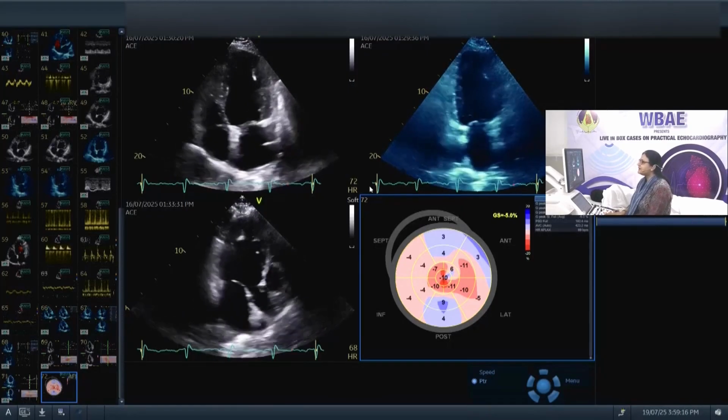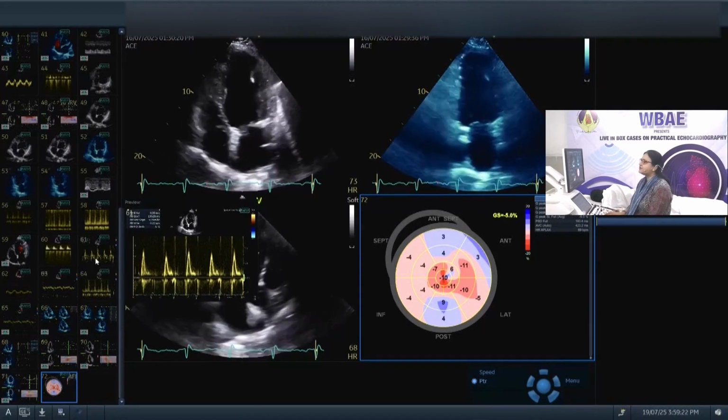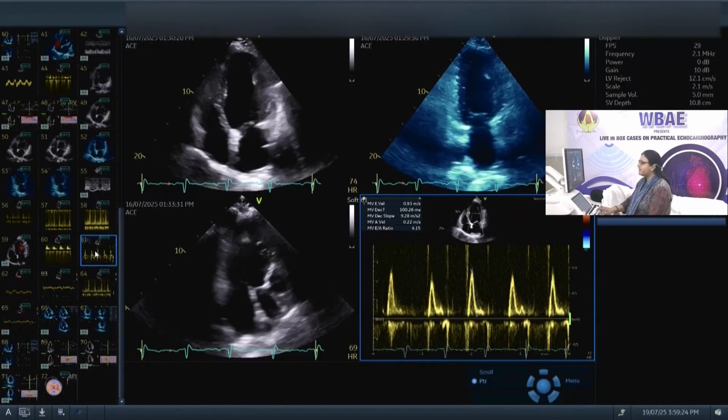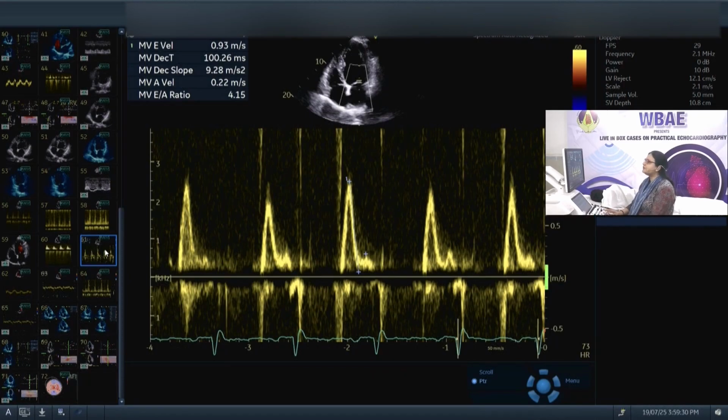So after assessing the LV systolic function, we will now go on to assess the diastolic function of the LV. Here, the diastolic function of the LV is assessed from the 4-chamber view. In the mitral inflow, we will keep the PW Doppler, and you can see that this mitral inflow pattern shows increased E velocity, decreased A velocity, increase in E by A ratio with a sharp deceleration time of 100 milliseconds, which shows us that this is a grade 3 diastolic filling pattern.